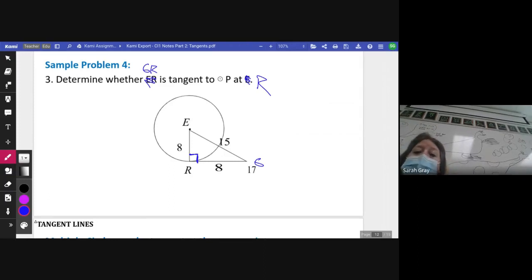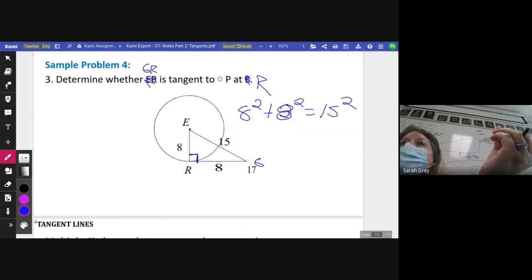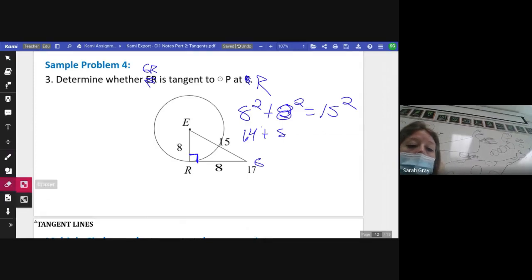If this is 90, then this should work. Pythag should work, because that only works on 90-degree angles. So we can check this. If it doesn't work, that means it wasn't really a 90-degree angle.